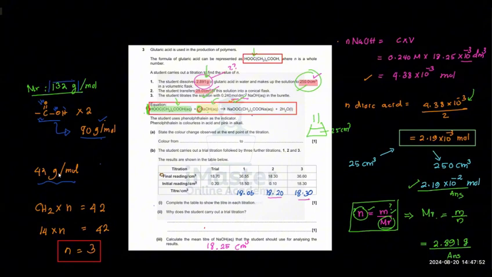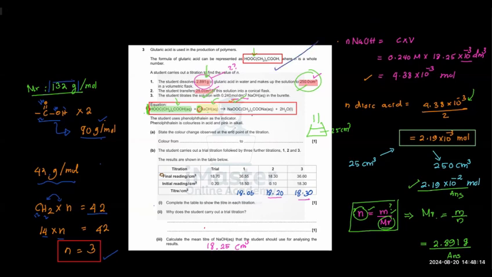So 42 will be equal to CH2 times n. CH2 is 12 and 2 for hydrogen, so 14. That is a simple algebraic expression. Solving that, we got 3, and the answer for n is 3. The dioic acid was COOH, CH2 thrice, COOH. That was found.